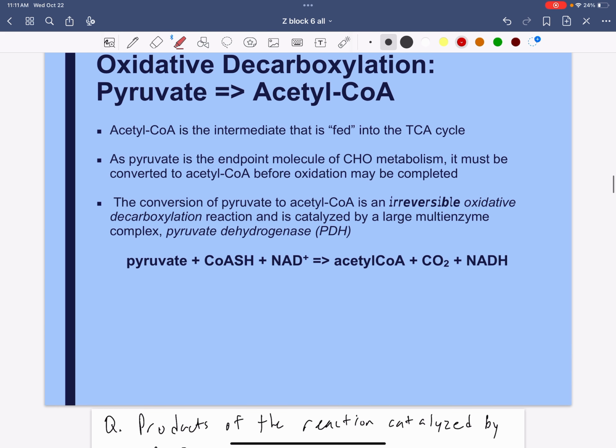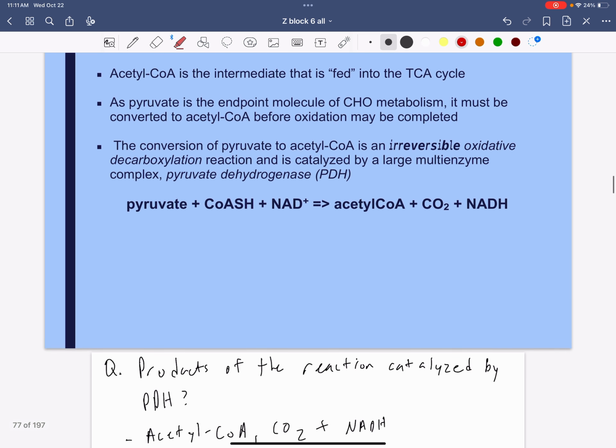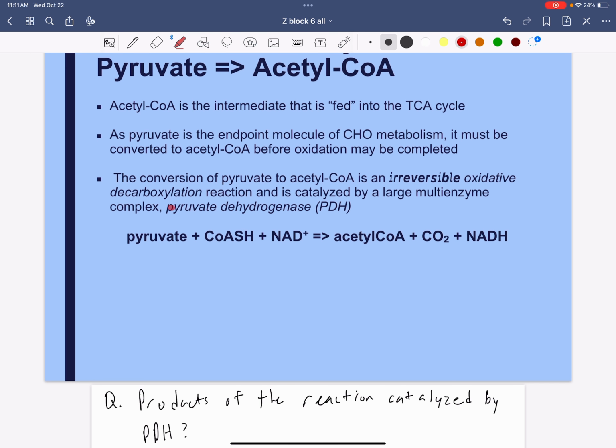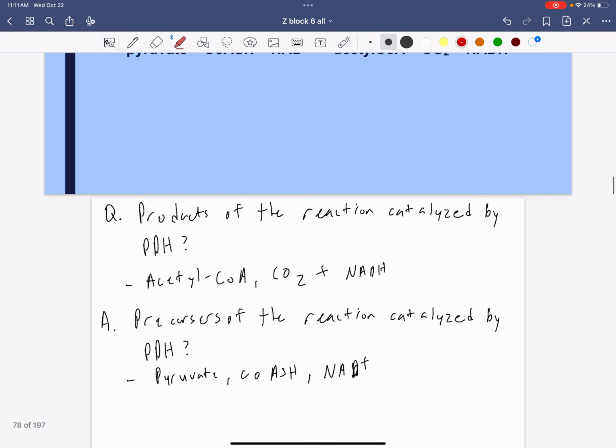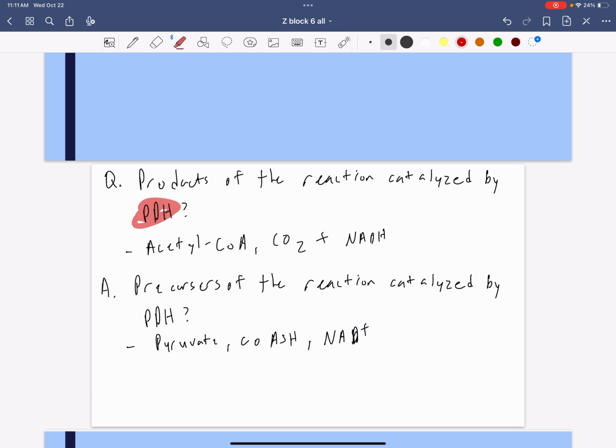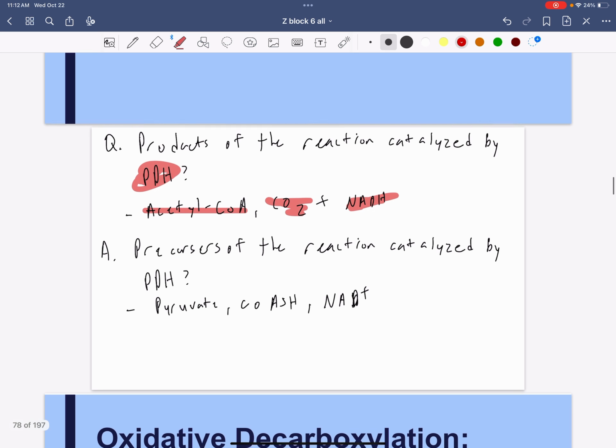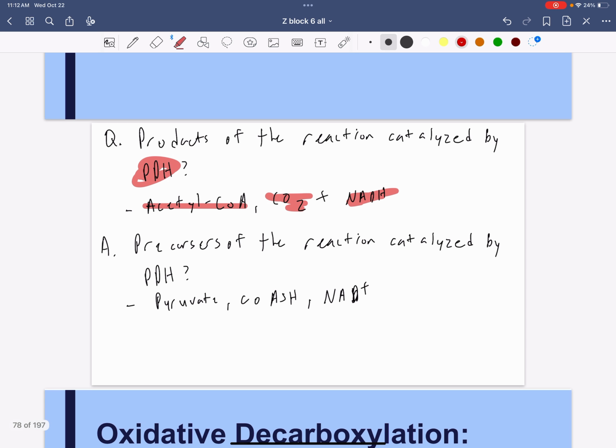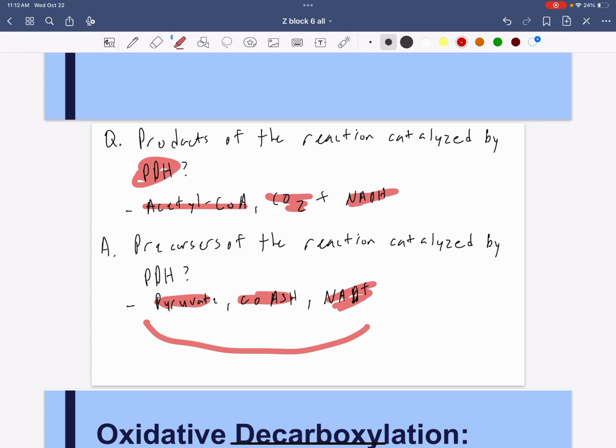So the 2 most important steps you need to know are going to be the ones catalyzed by 1, pyruvate dehydrogenase. So the products of PDH are acetyl-CoA, CO2, and NADH. Precursors of PDH, or what goes into the reaction, are going to be a pyruvate group, a coenzyme A, and a NAD+. So just remember the starting products, which are the precursors, and then the final products.